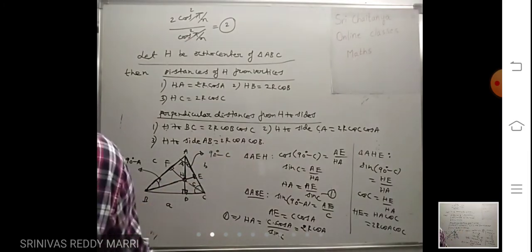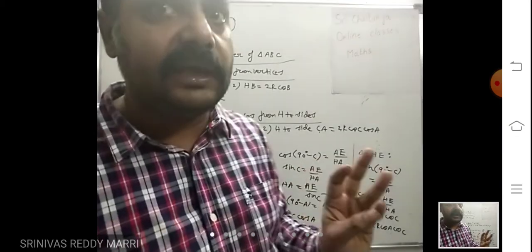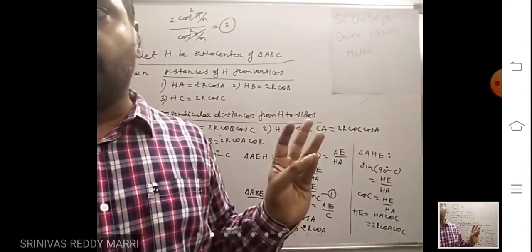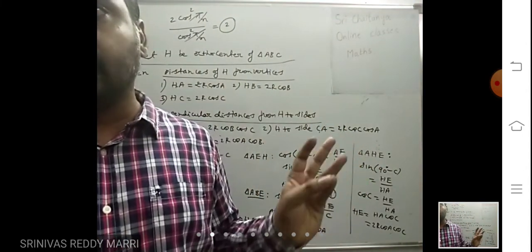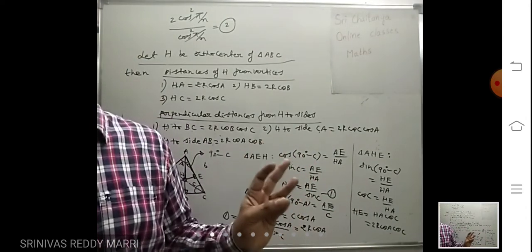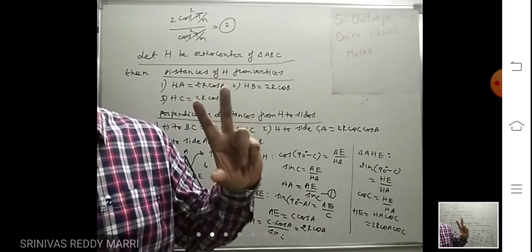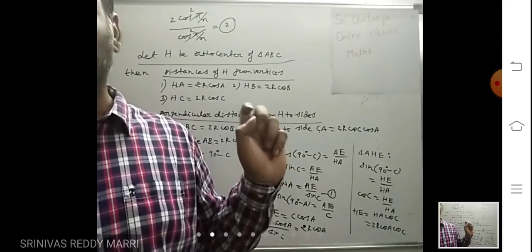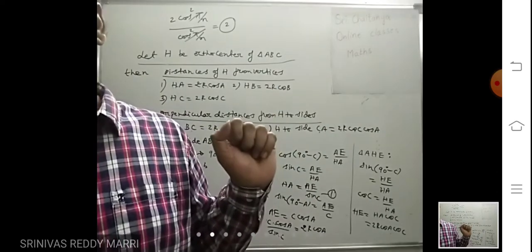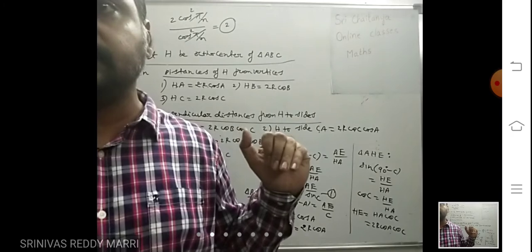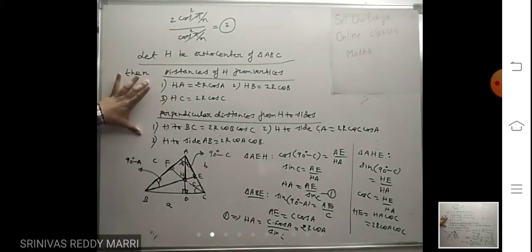There are two types of formulas: from the orthocenter to the vertices, HA is 2R cos A, HB is 2R cos B, HC is 2R cos C. From the orthocenter to the sides, the perpendicular distance to side BC is 2R cos B cos C, to side CA is 2R cos C cos A, and to side AB is 2R cos A cos B. You have to remember these two sets of formulas. I will tell one example of how the problem will be.